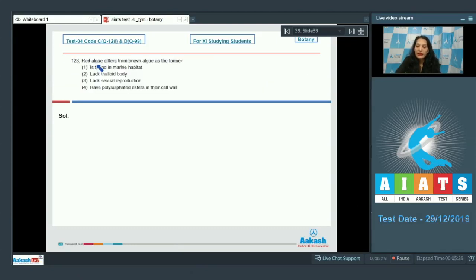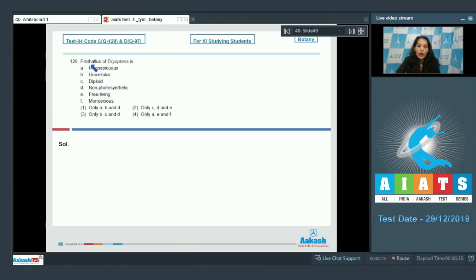Question number 128. Red algae differs from brown algae as the former is found in marine habitat. No, brown algae also found in marine habitat. So this is not the difference. They lack thalloid body. No, algae, they have thalloid body, means they are not differentiated into root, stem and leaves. They lack sexual reproduction. No, red algae reproduces asexually as well as sexually. Fourth, have polysulfated esters in their cell wall. Yes, it is correct that in red algae, polysulfated esters are found in their cell wall, whereas in brown algae, non-sulfated esters are found. So the correct option for the given question is option number 4. Let's move to the next question.